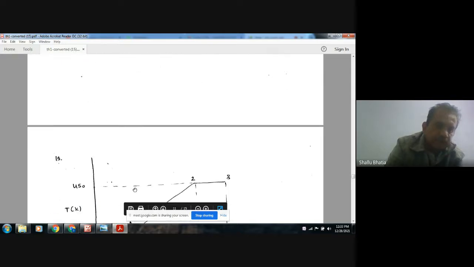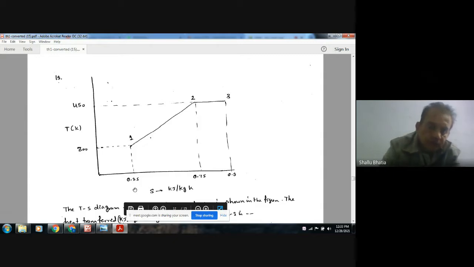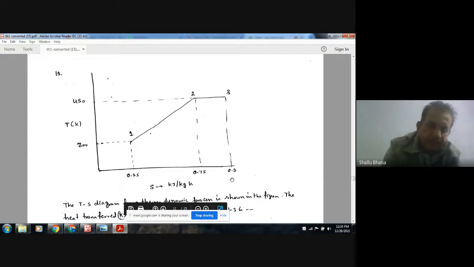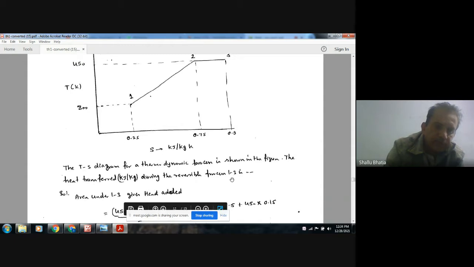Next, question number 19. In question number 19, this graph is given: initially 450 degree Kelvin, and this point is 3, this at 300. Point 1 is given here with entropy 0.25 and here entropy 0.9 is given. The question is the TS diagram for the thermal process shown in the figure. The heat transferred during the reversible process 1 3.